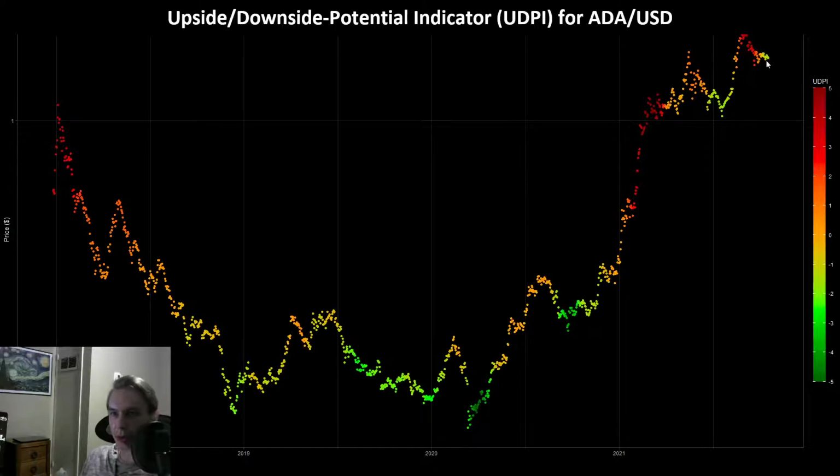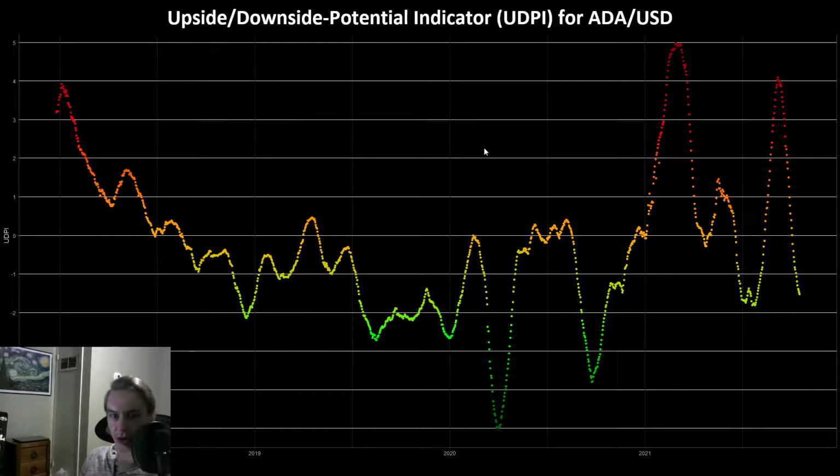And then where we are now, it's again flipping more to the accumulation zone, where it's saying that ADA might be a reasonable thing to buy at the current moment. Of course, not financial advice, but that's just what the model is suggesting. So we can also look at just the raw output of the model.